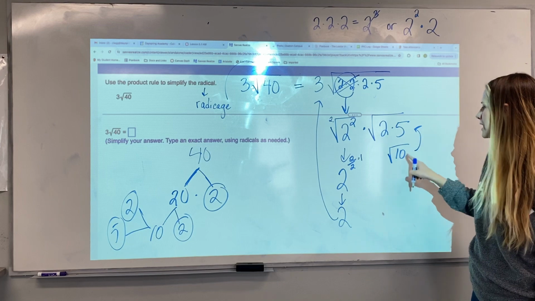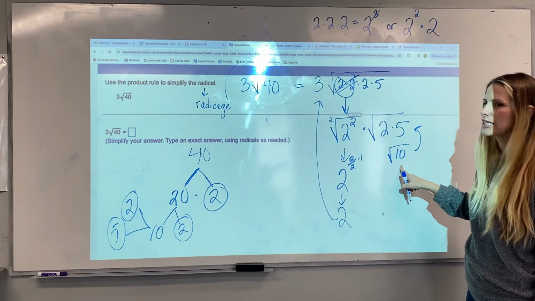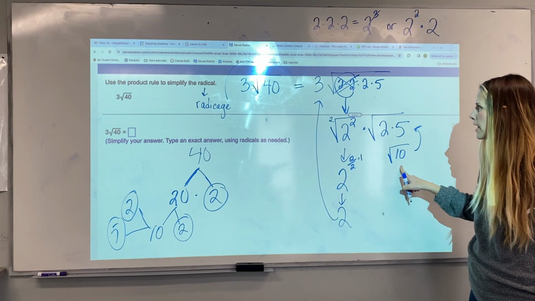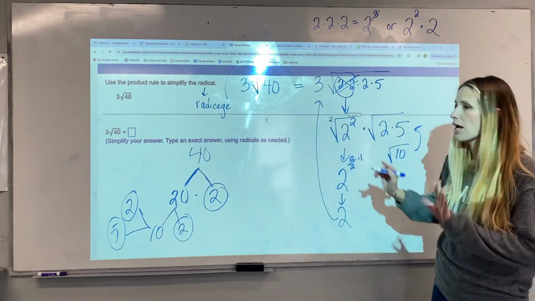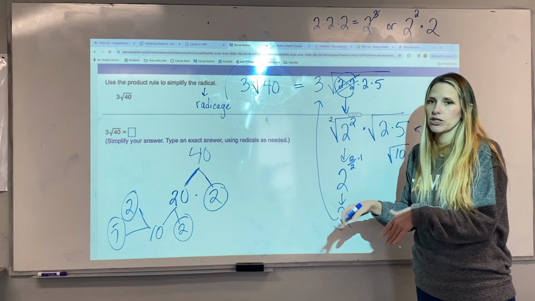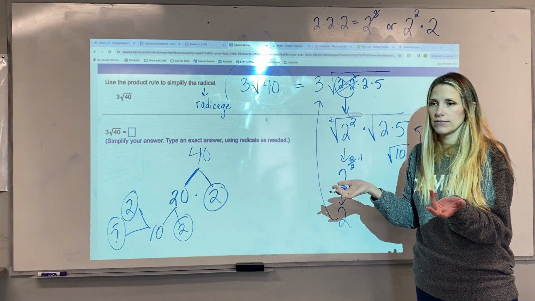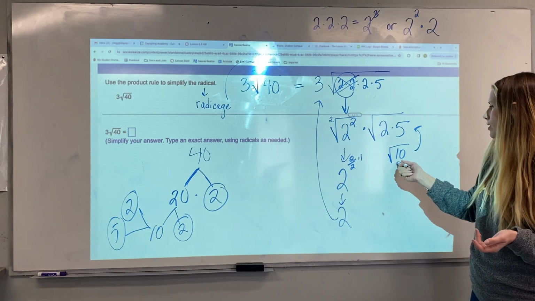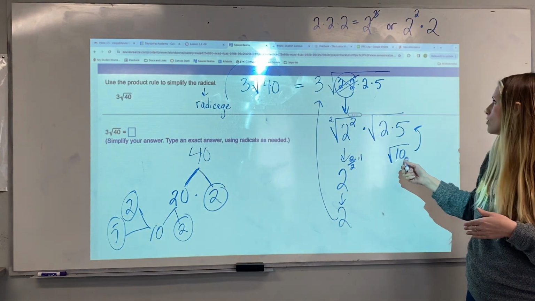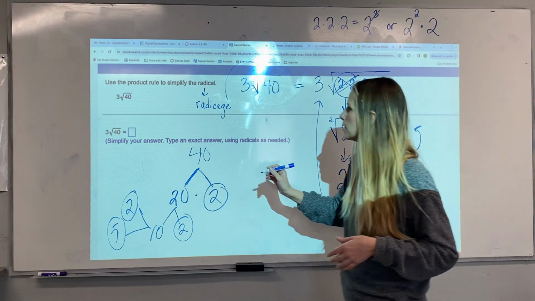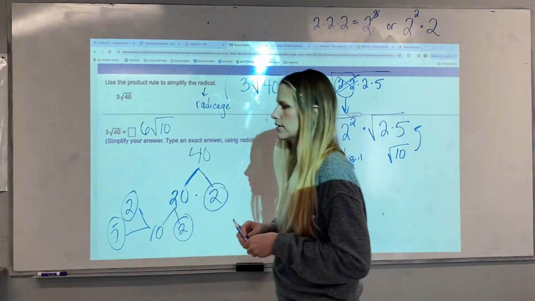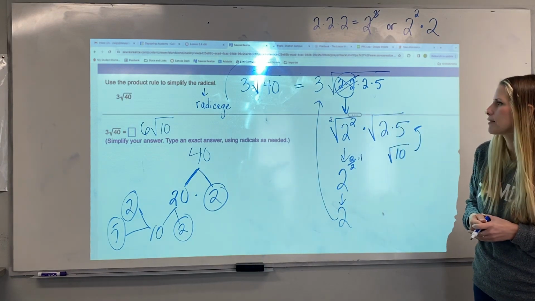Okay. So since I can't do anything more, the simplest way I can write this is radical 10, and that's all I can do. But I have my 2 times my 3 on the outside of the radical cage. 3 times 2 is 6 times my radical 10. So that would be 6 radical 10. We can't break it up anymore.